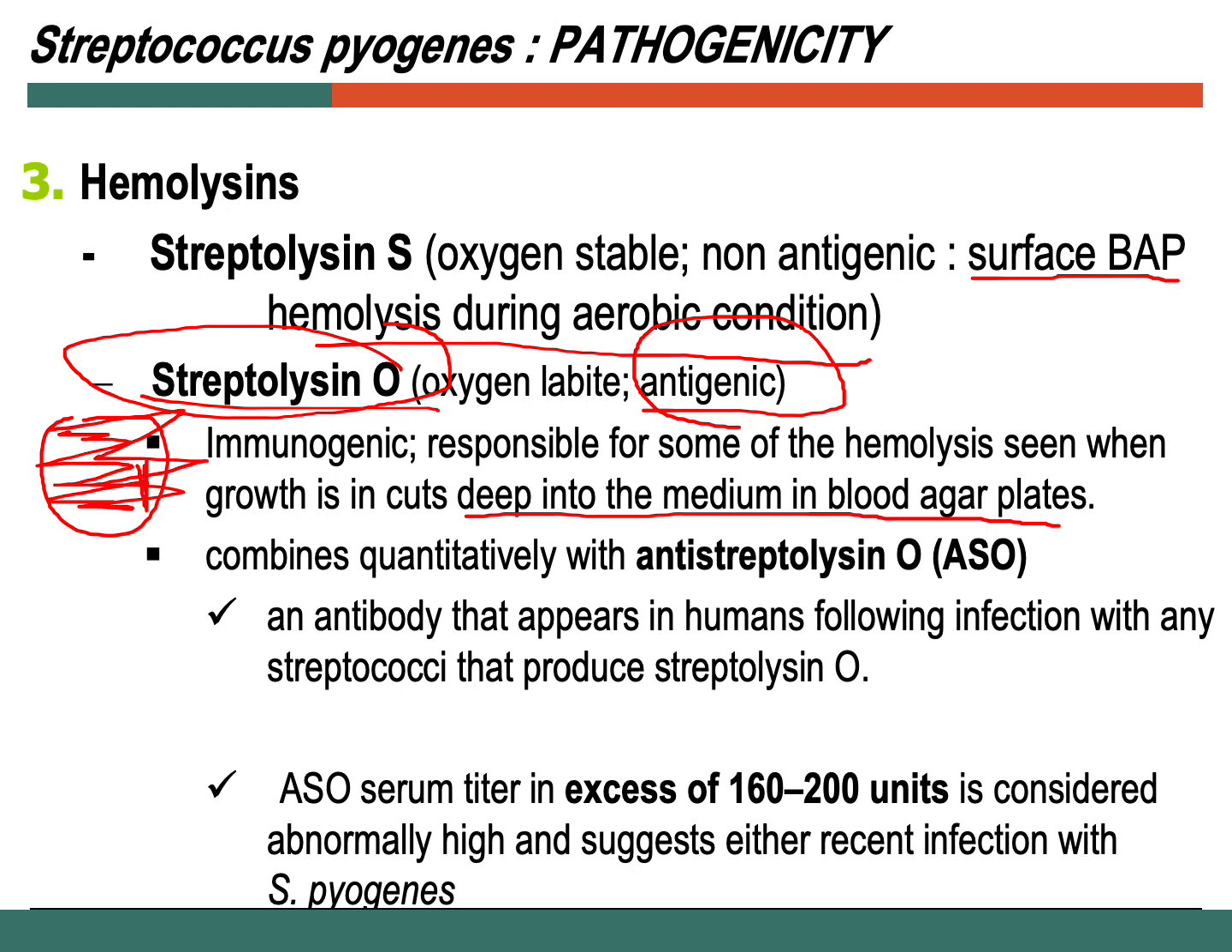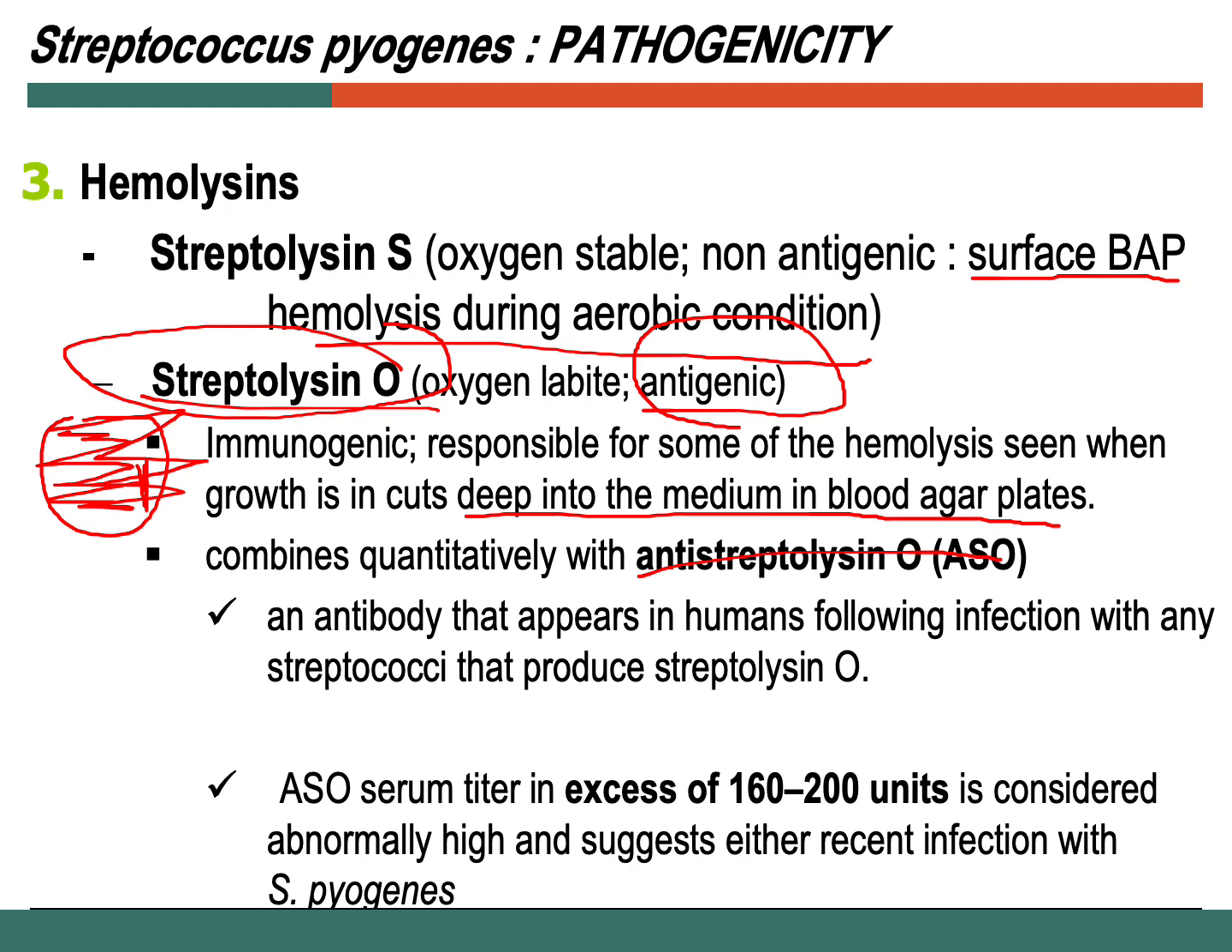Imo siyang point gamay to imuhang inoculating loop. Okay? You need to stab the agar in order to see whether the organism is producing streptolysin O or not. So, your streptolysin O, by the way, is being used to detect infections, particularly GAS infection. So, this combines quantitatively with anti-streptolysin O.